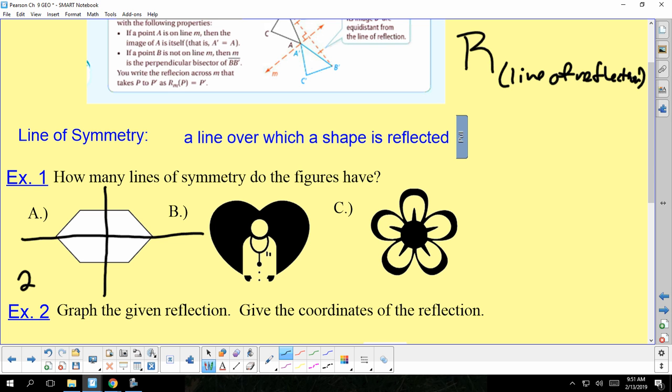What about this one? This one with the heart. Well, if we ignore this part right here, we could say there's 1, but we're going to say 0 because it's not quite the same on both sides. It would have to be perfect. See if you can do C. Take a second, see if you can do C. No, the diagonals will not work. It's not going to be perfectly symmetric. Is there more than one? Yeah, what else? 1 and 2.